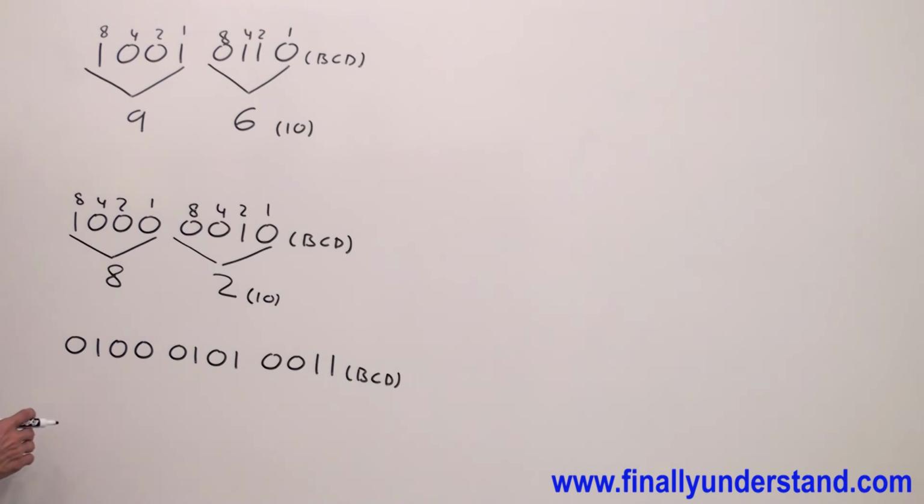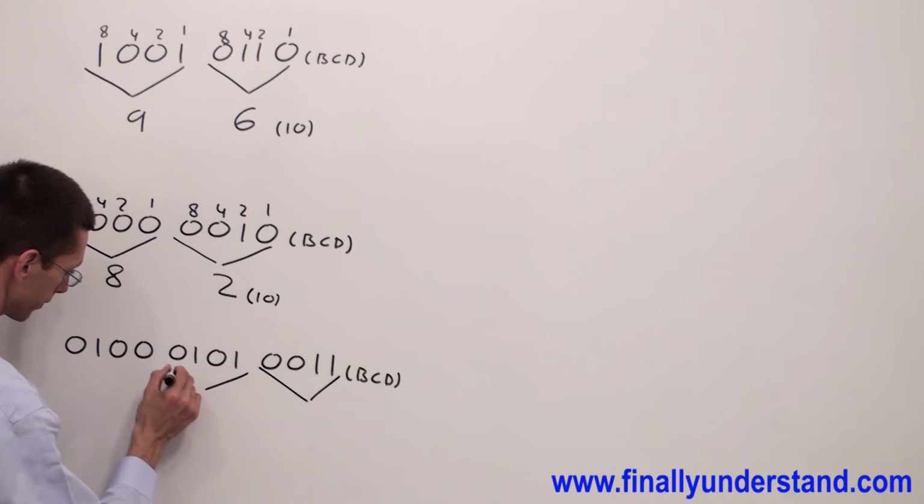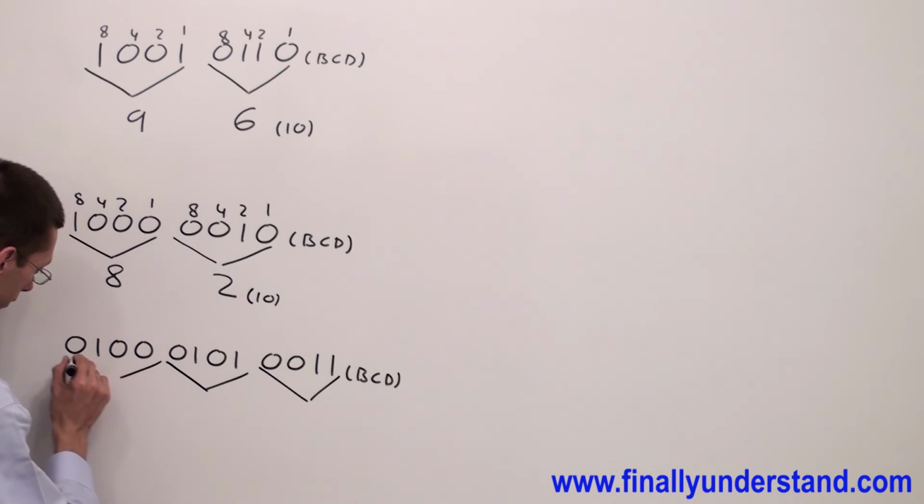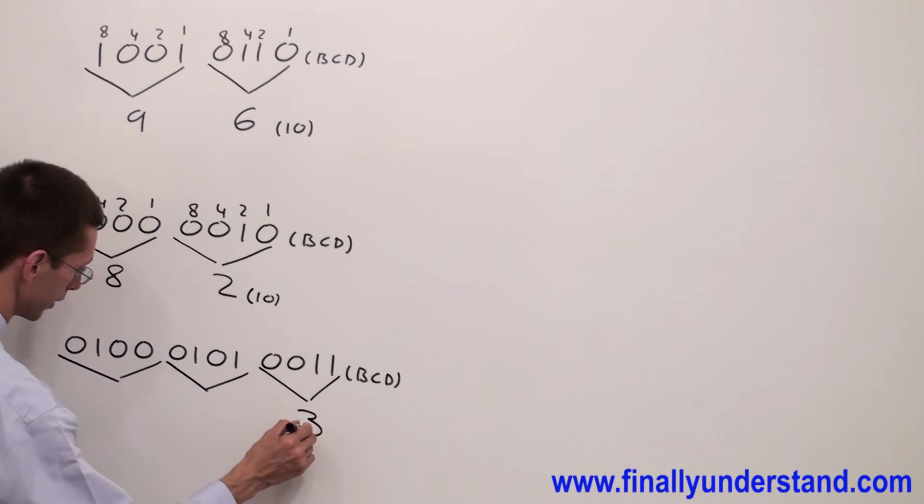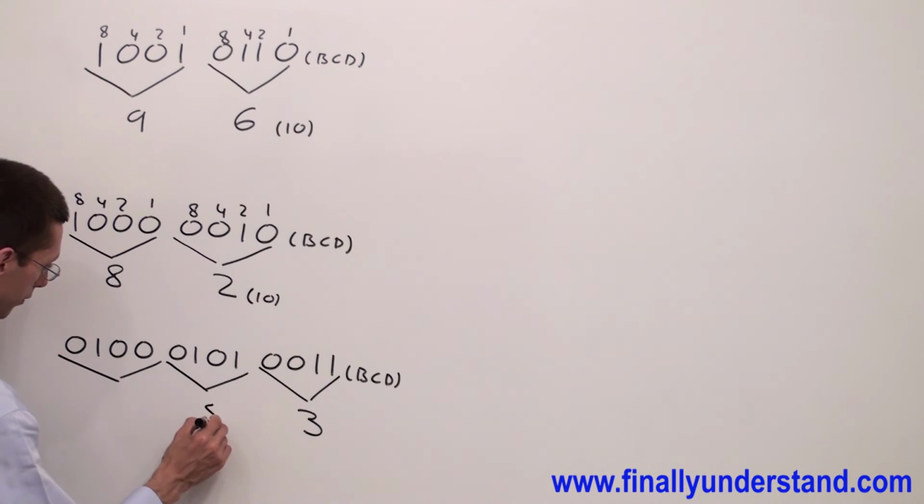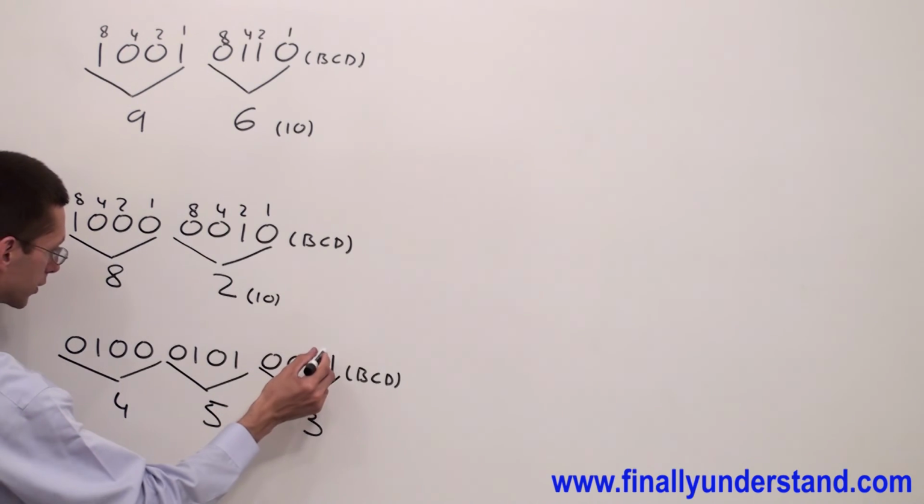Next, let's take a look at this example. Again, we're supposed to make the groups of 4. This is binary 3. This is binary 5. And this is binary 4. Again, someone is going to ask, how come?